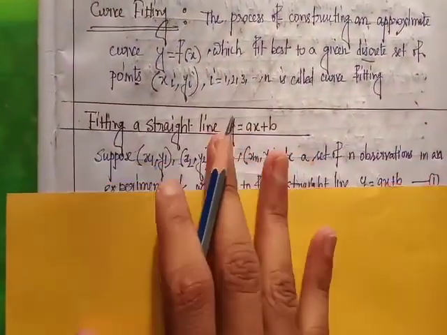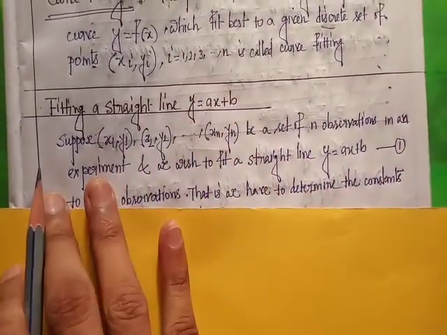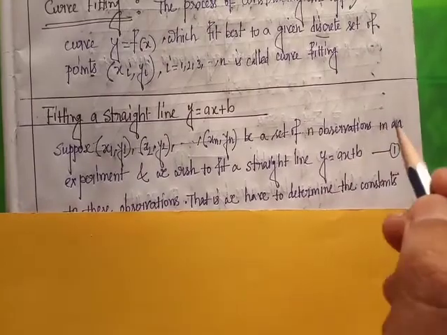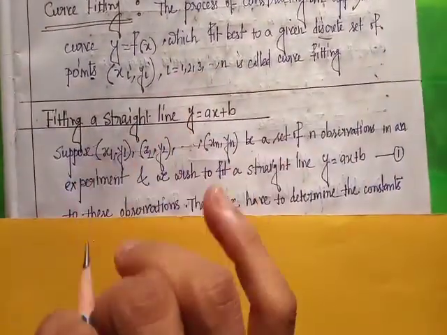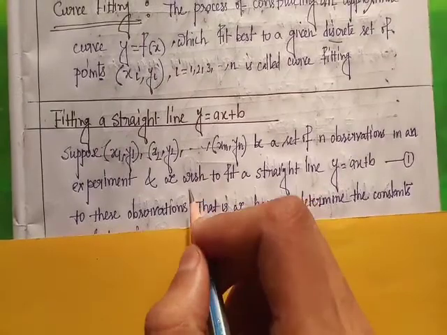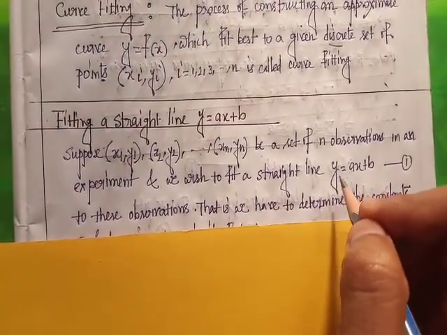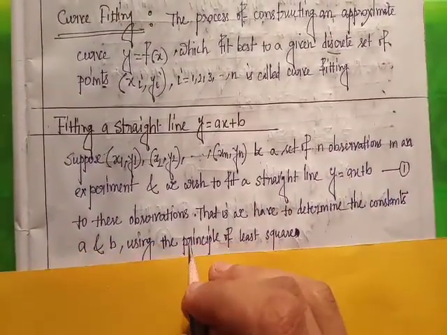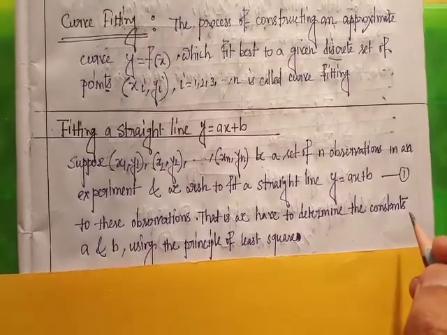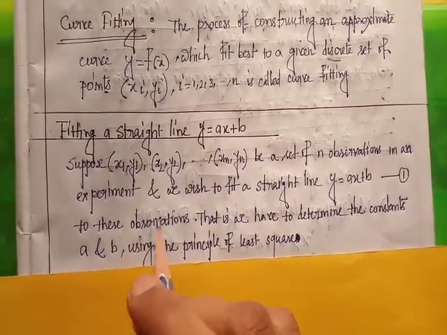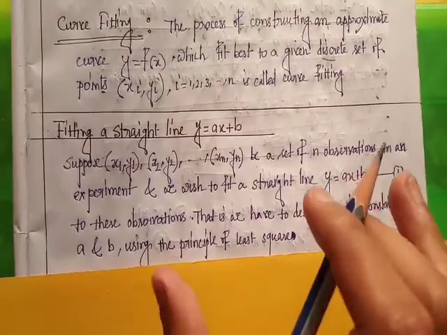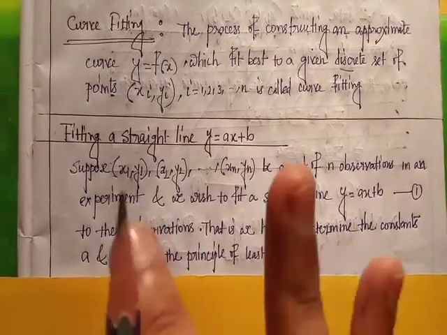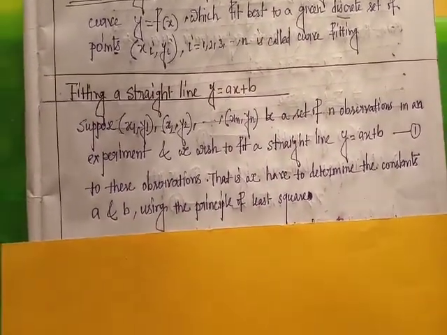Suppose (x1, y1), (x2, y2), ..., (xn, yn) be a set of n observations in an experiment, and we wish to fit a straight line y equal to ax plus b to these observations. That is, we have to determine the constants a and b using the principle of least squares.